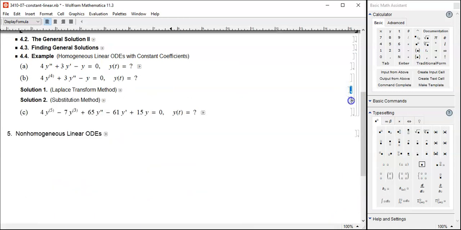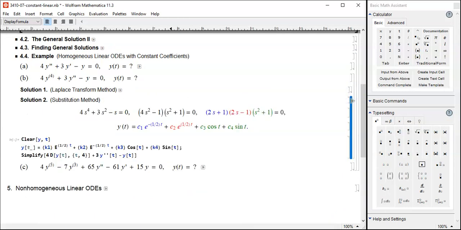How about the substitution method? We can do the same thing. y is e to the st power, and then take all those derivatives and put those in, and exponentials are common and remove them all. We have this characteristic equation rather, and then set it equal to 0. That is equivalent to factoring and finding the zeros of the characteristic polynomial. And we have negative 1/2 here, positive 1/2 here, and plus or minus i here. So we have this expression there.